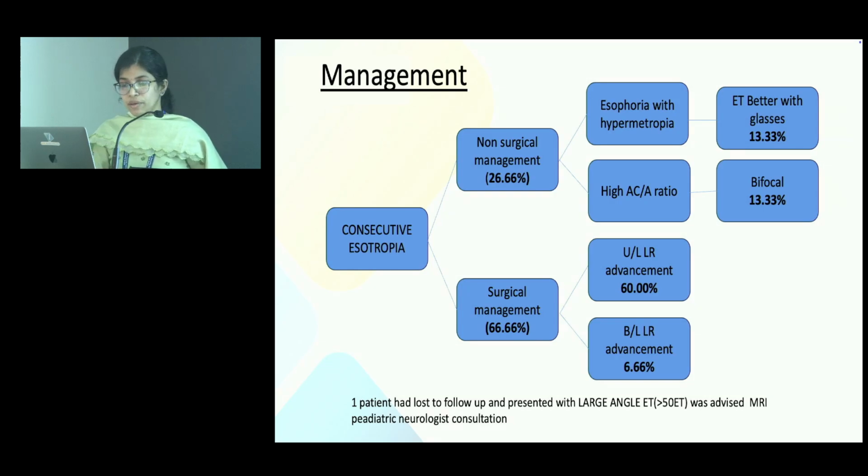One patient had been lost to follow-up and presented with a large angle esotropia of more than 50 PD and was sent for pediatric neurologic evaluation.